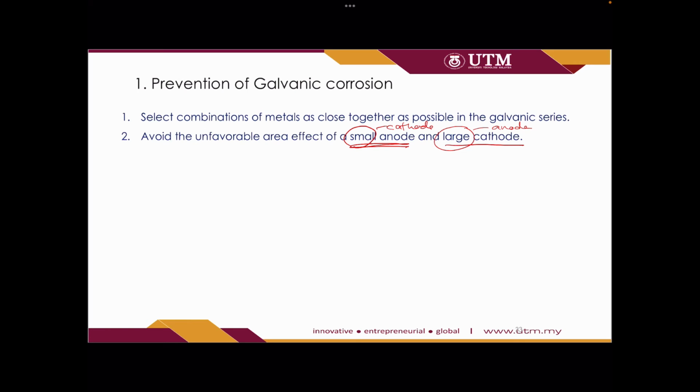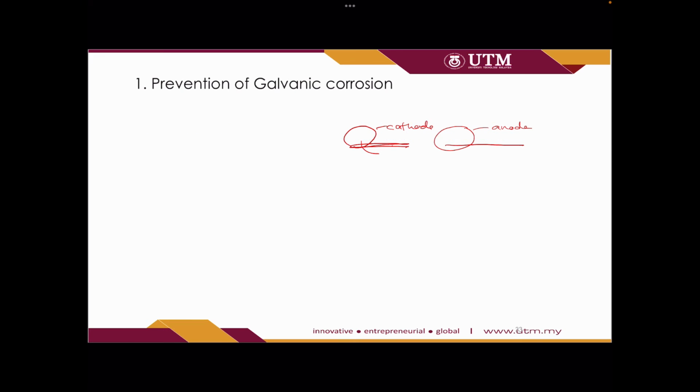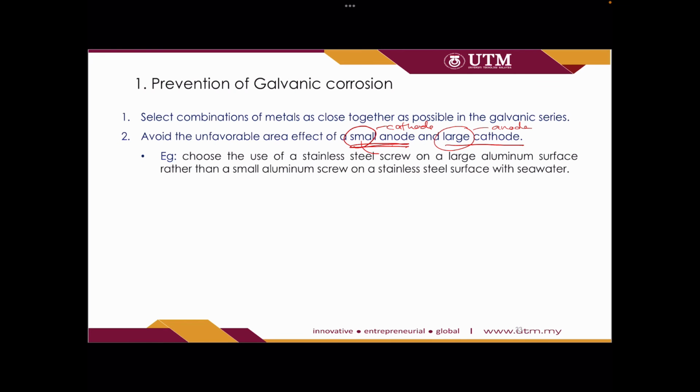If you allow the small one to be an anode, the corrosion rate due to galvanic corrosion will occur very fast. So avoid these effects. For example, choose a stainless steel screw on a large aluminum surface rather than a small aluminum screw on a stainless steel surface, in a seawater environment, for example.